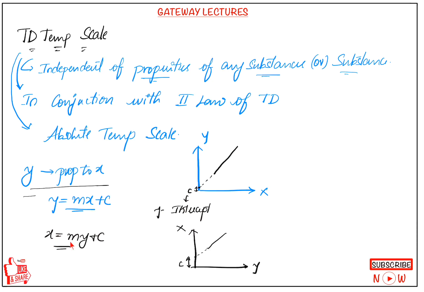Similarly, we can also draw x = my + c. In the same way, with x = my + c, x will be here and y will be here. Similarly, we can draw it, and it will be a straight line. This is the equation of a straight line. Whenever we extrapolate it onto the x-axis, we get an intercept, a distance, and that is nothing but the x-intercept.